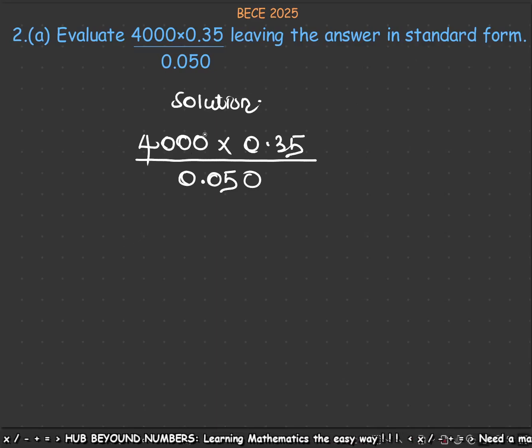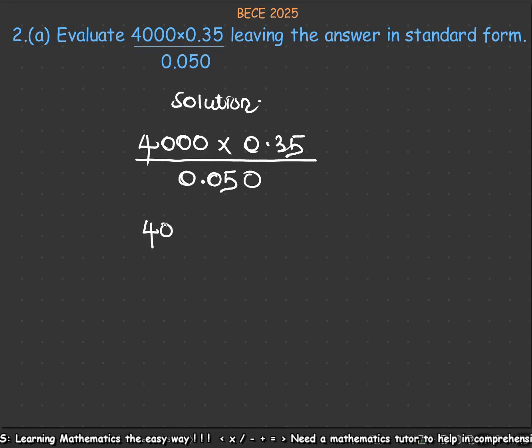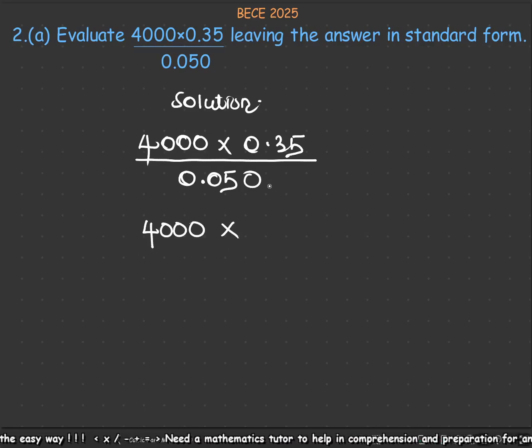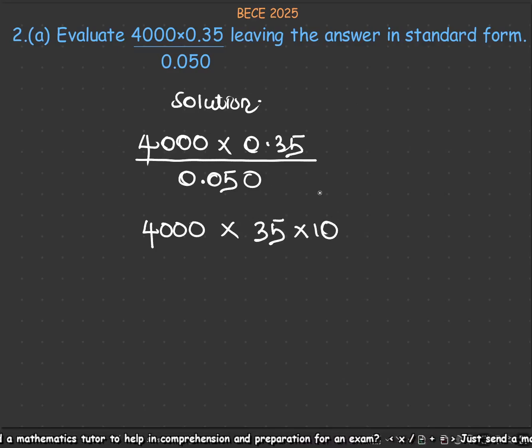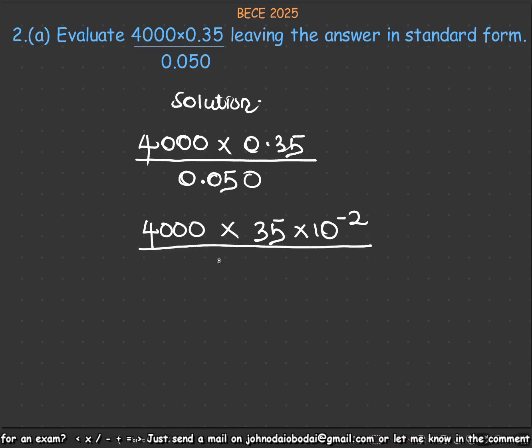So for this very first one, it is already a whole number. All the significant figures are already before the decimal point, so I'll just leave it as it is. That is our 4,000 times. What we have here is 0.35. To convert it, I'll rewrite it as 35 times 10 to the power negative 2, negative 2 because we are moving our decimal point 1, 2. Then all over, we have 0.050.